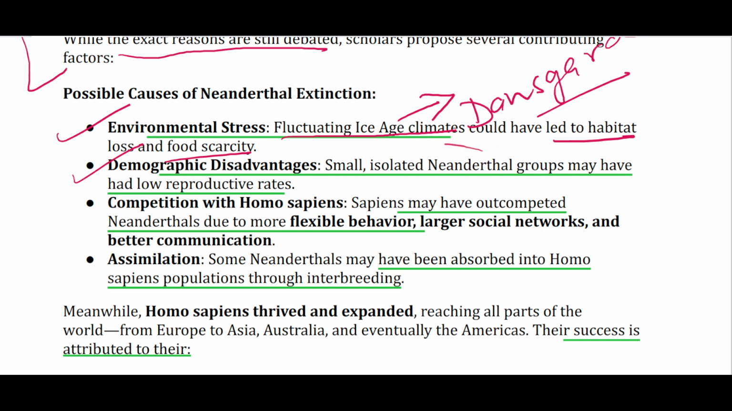So the Neanderthals were already a small and isolated population, and their reproductive rate was also low. Now, from an anthropology perspective, I'm going to talk about two things: what can happen to any small and isolated population.